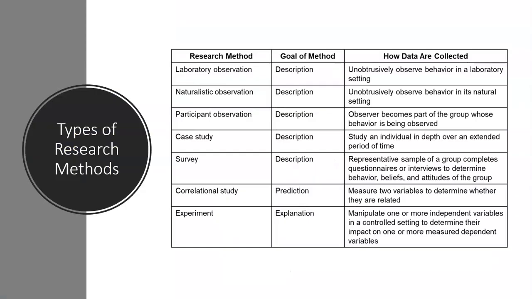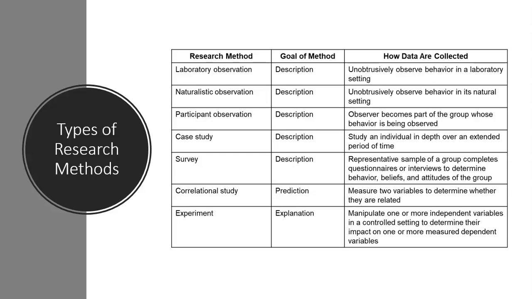Now, there are a range of research methods that are covered in your chapter. They talk about observational methods that are used to test observational or descriptive hypotheses. There are correlational studies that are designed to test predictive questions or predictive hypotheses, and then finally experimental methods that involve manipulation of independent variables and the measurement of dependent variables in order to determine cause and effect.